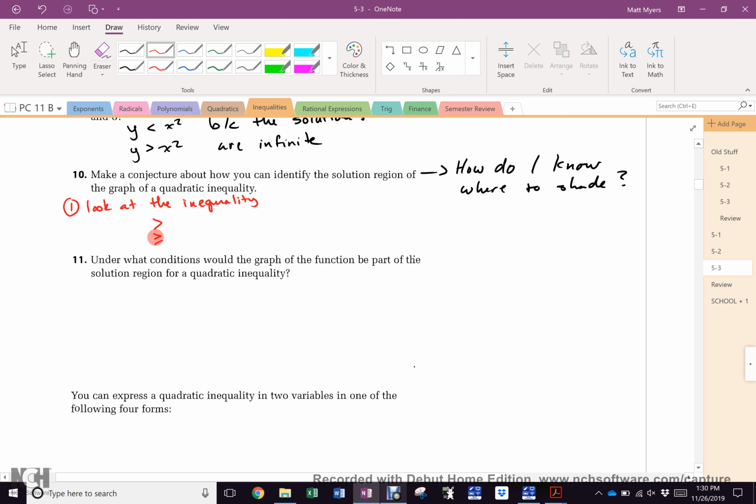Greater than. Greater than. Above. If it was less than or less than or equal to, where would it be? Below. That's one way you could look at it. Is that always going to work? It'll always work as long as it's written the right way. What do I mean by written the right way?